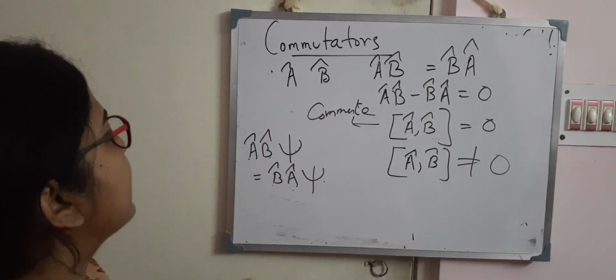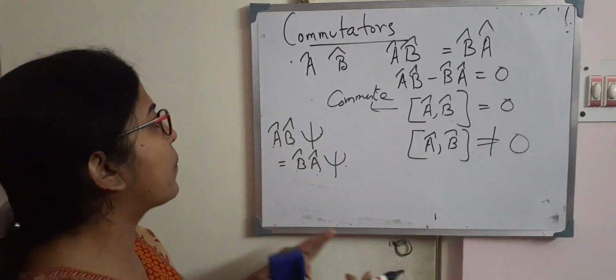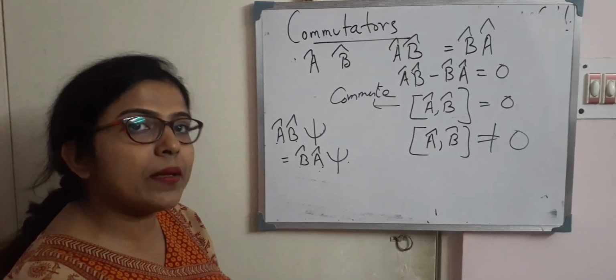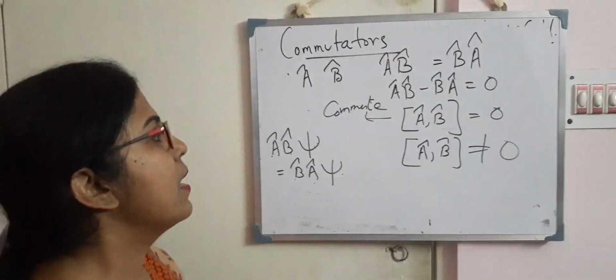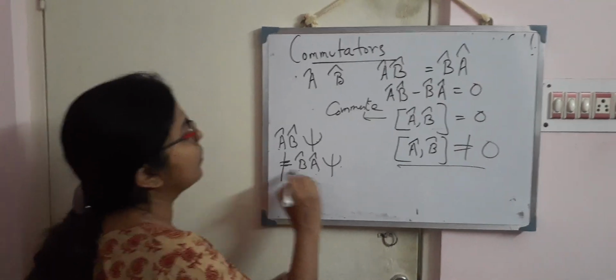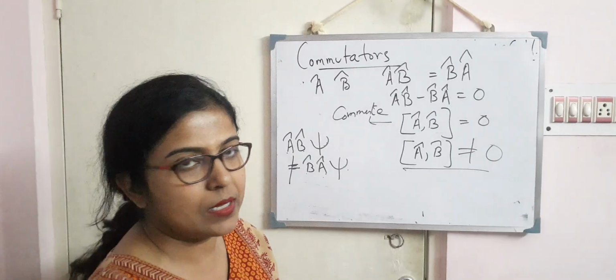So that means that these two operators can be measured simultaneously. So these two operators definitely will represent some dynamical variables. That means the dynamical variables that these two operators are measuring, they can be measured simultaneously. And if it is not satisfied, that means if this is giving a result not equal to this, that means these two operators cannot be measured simultaneously.